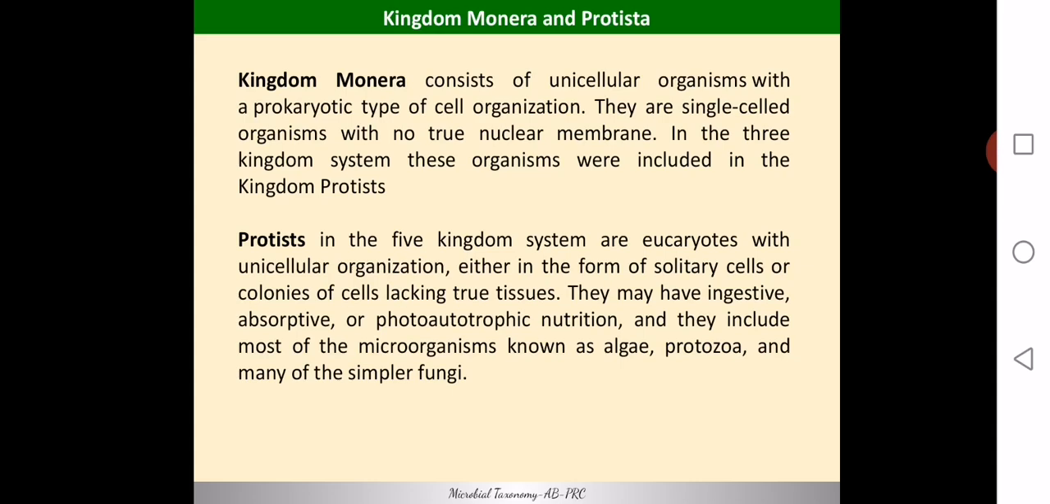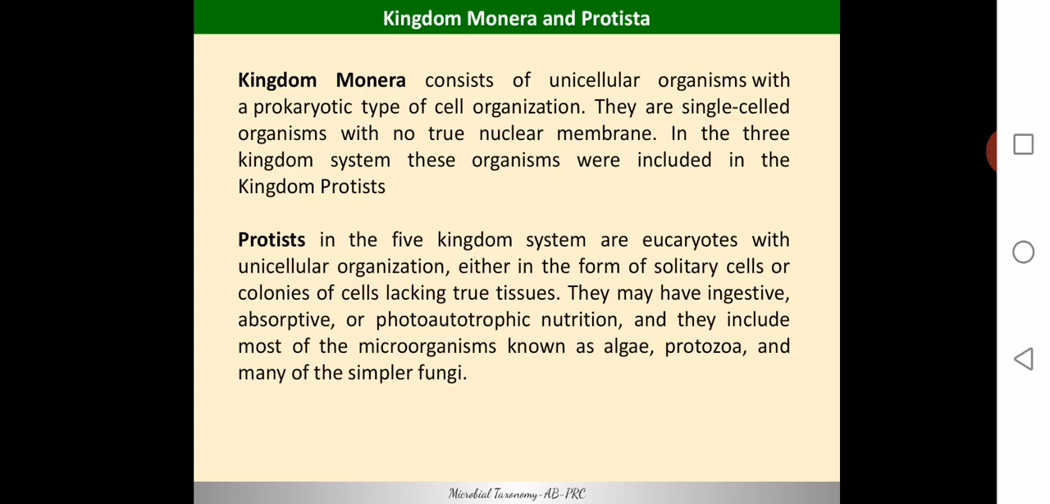These are two terms we usually get confused: what is kingdom Monera and kingdom Protista? Usually, kingdom Monera consists of unicellular organisms with a prokaryotic type of cell organization. That means this kingdom comprises prokaryotic organisms, so all bacteria belong to kingdom Monera. In the three kingdom system, these prokaryotic organisms were included in kingdom Protista, as there was no kingdom Monera or other kingdom to cover these organisms.